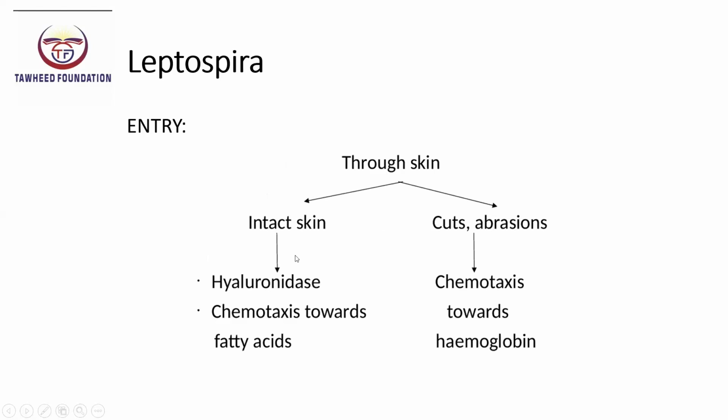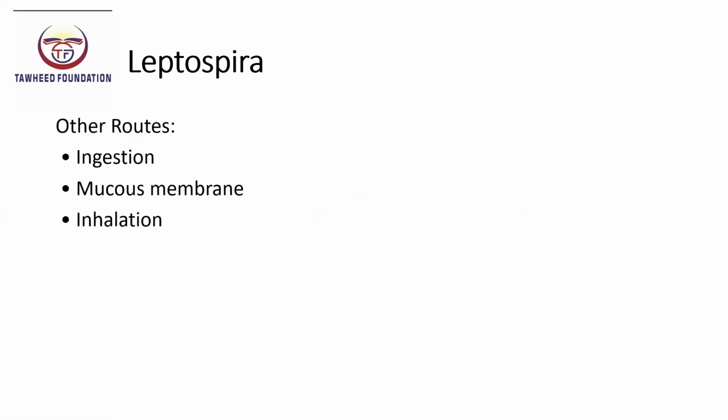So entry through the skin is of two types, that is intact skin and cuts or abrasions. For intact skin, it can cause hyaluronidase, chemotaxis towards fatty acid. For cuts and abrasions, chemotaxis towards hemoglobin. So these two routes account for the majority of cases, about 90% in individuals. Other routes are ingestion, mucous membrane, and inhalation.